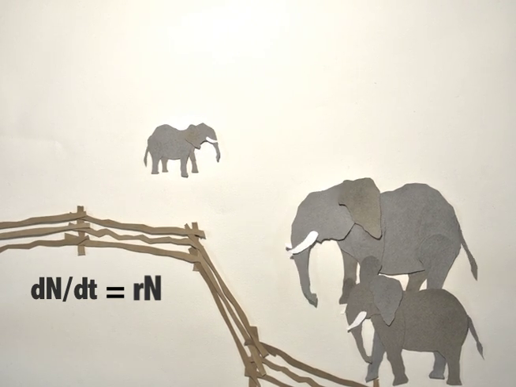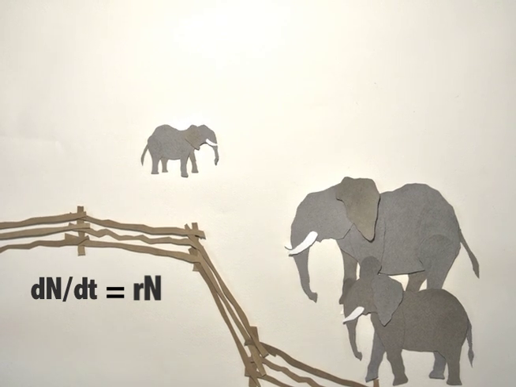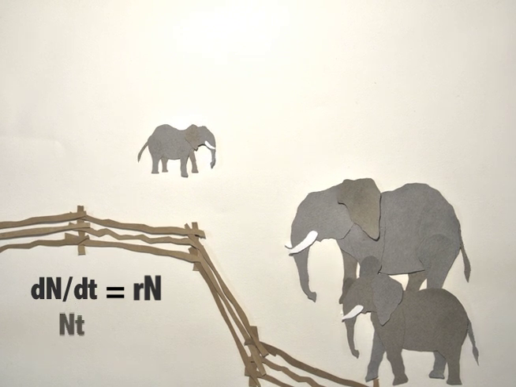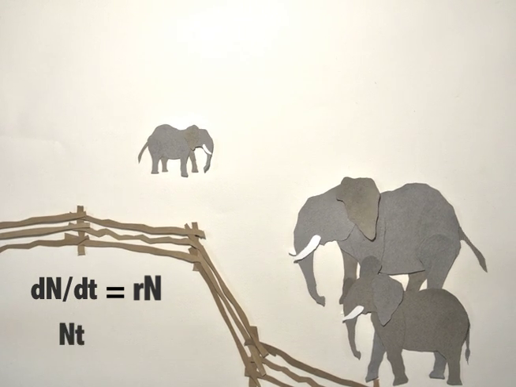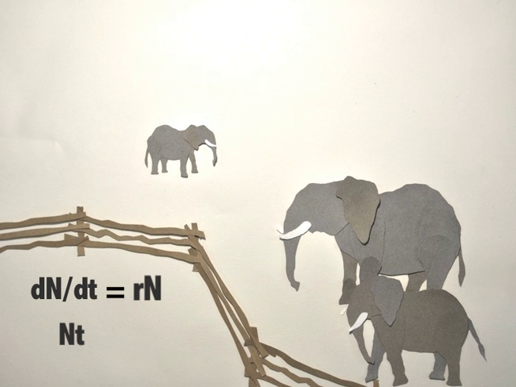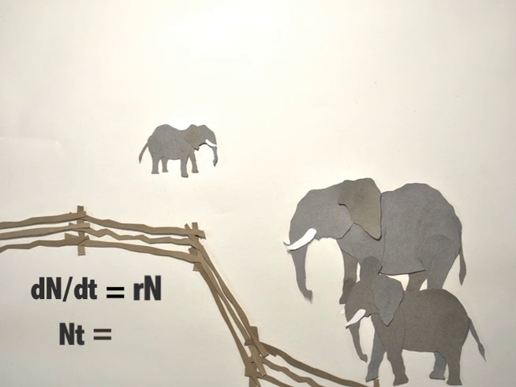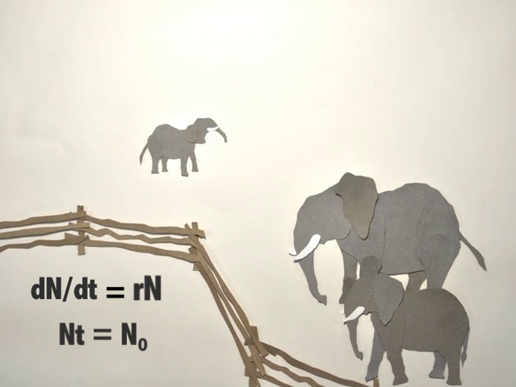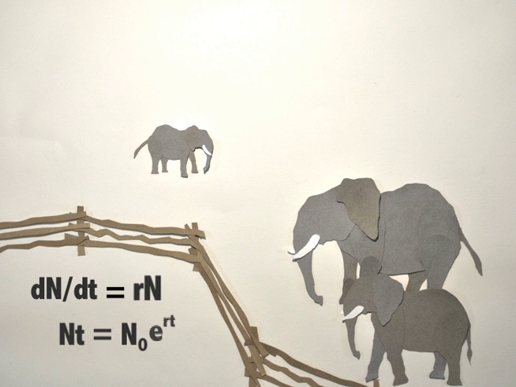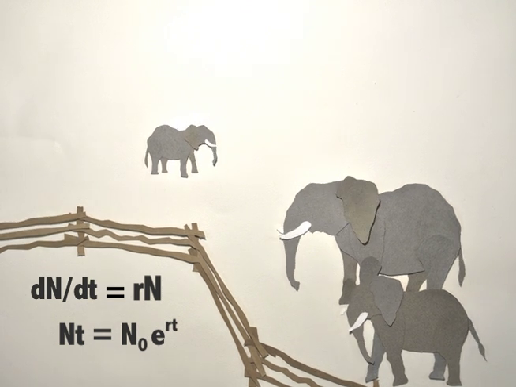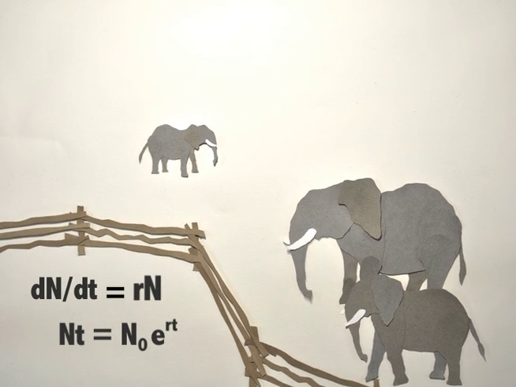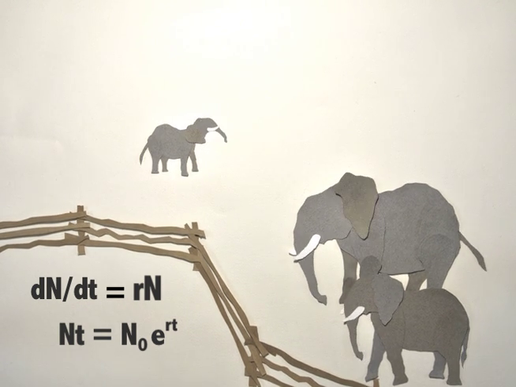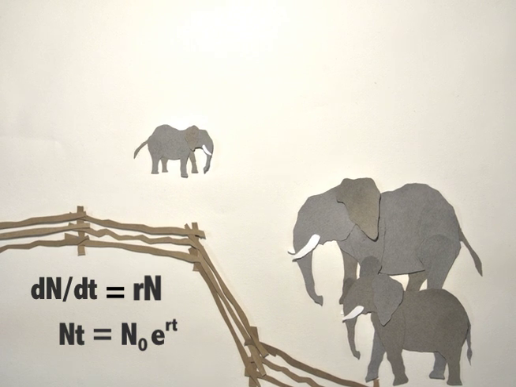What if we want to know the population at any point in time? We can do this by integrating the rate. N sub t is the population n at a specific point in time t. N sub t depends on n naught, the initial elephant population. N sub t will change exponentially as a function of time. Therefore, our equation for n sub t is equal to n naught, the initial elephant population, times e to the rt.